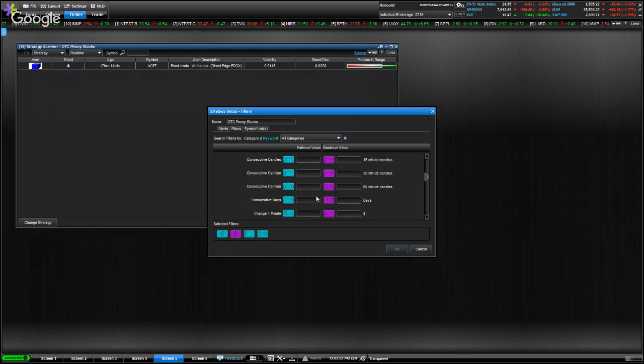And then dollar value, I want to see at least $80,000 worth of stock traded. So you figure $80,000 for a penny stock is at least $1 million in volume, 800,000. I don't trade anything that doesn't have at least 500,000 shares traded a day. After you type in all that information, you just hit OK to save it.